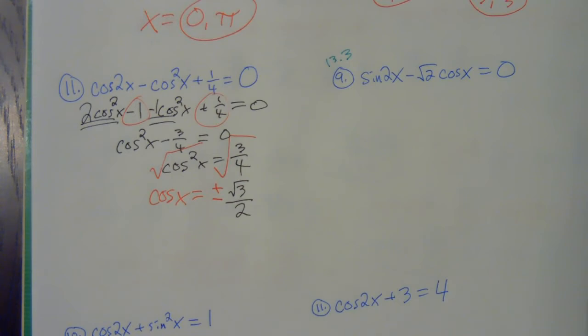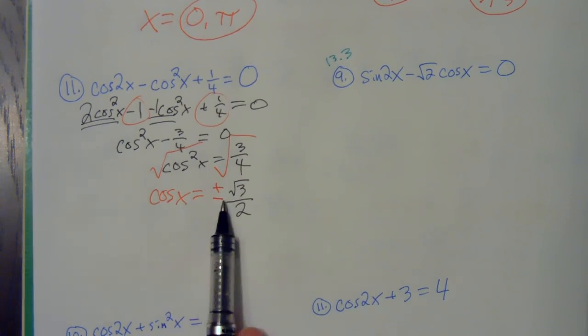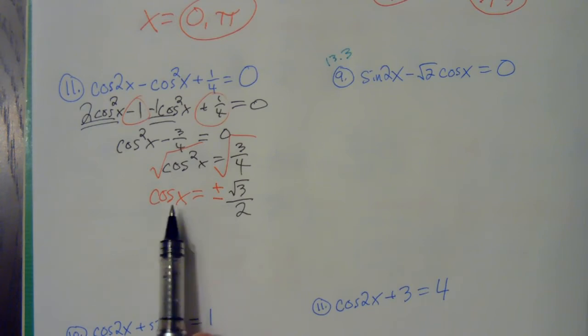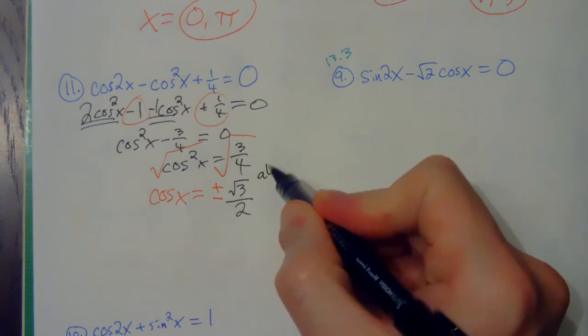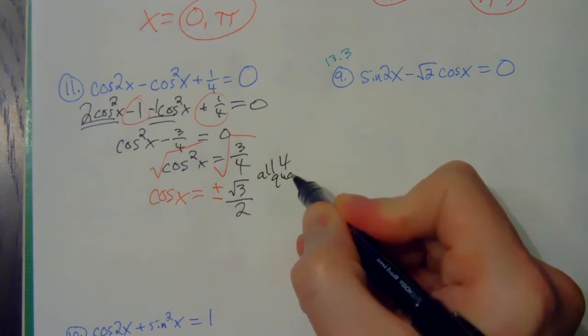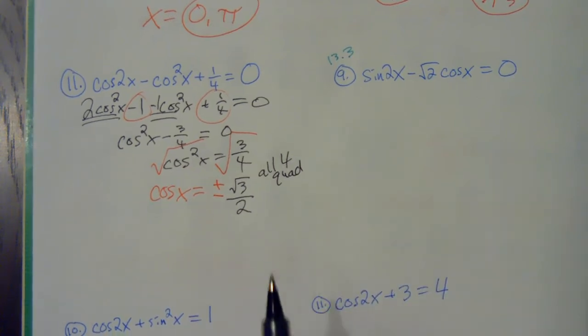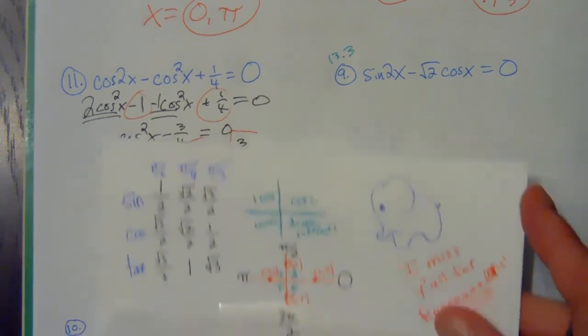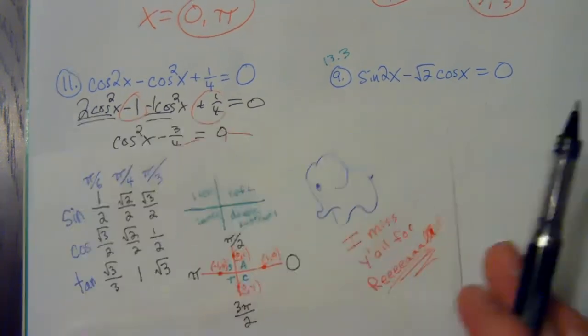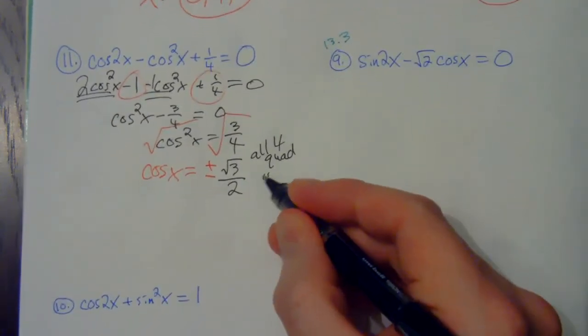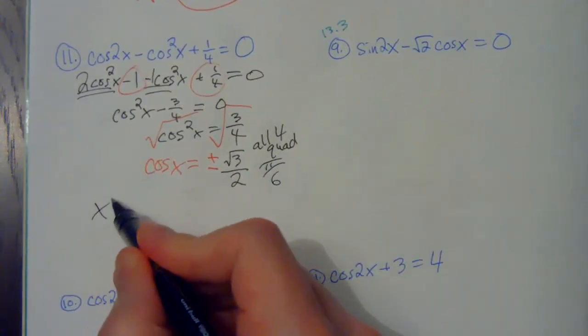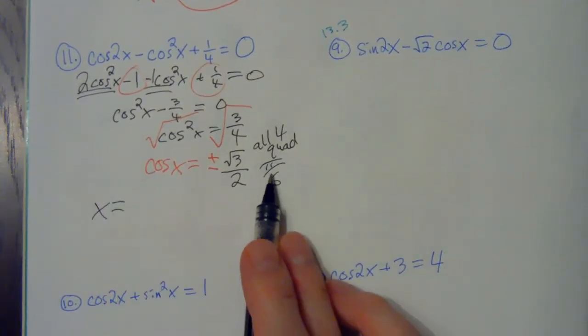And now you're back to, hey, where is my cosine plus or minus, all right? Cosine is plus or minus in all 4 quadrants. So you're going to have 4 answers here. And in your reference angle, where your cosine is that radical 3/2, that's pi over 6 for your reference angle. And then if you're going to give me all 4 quadrants, you're going to use that pi over 6 reference.